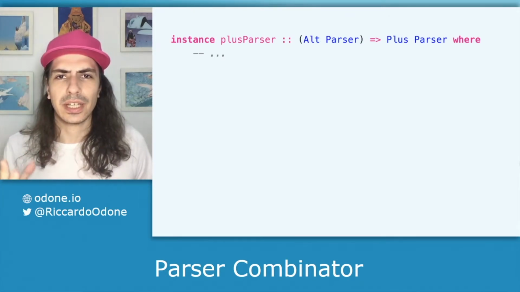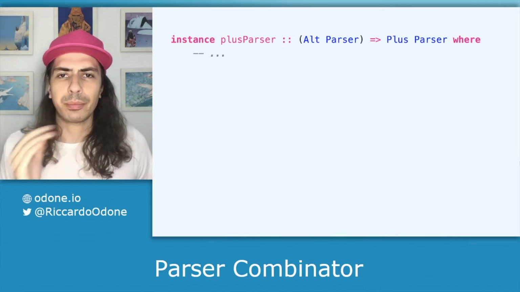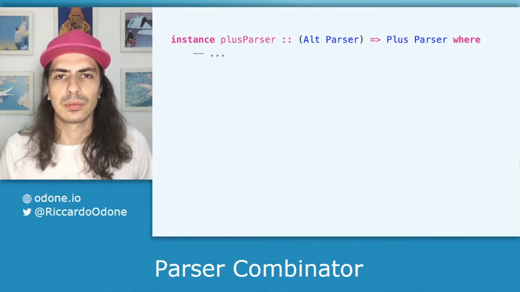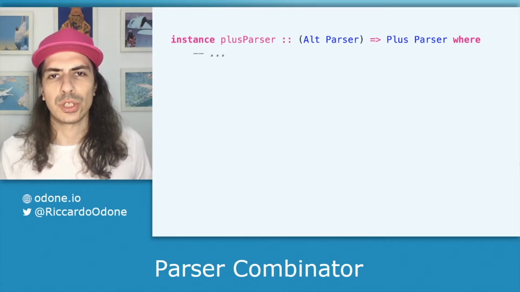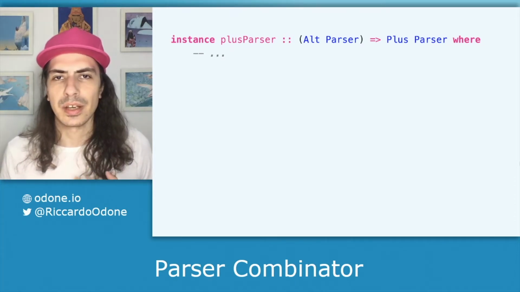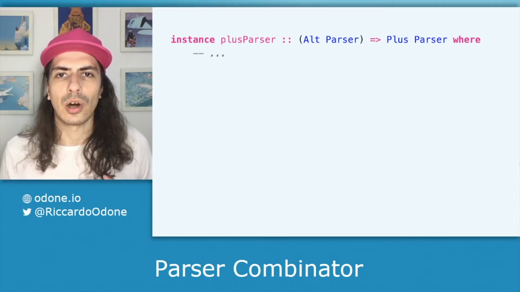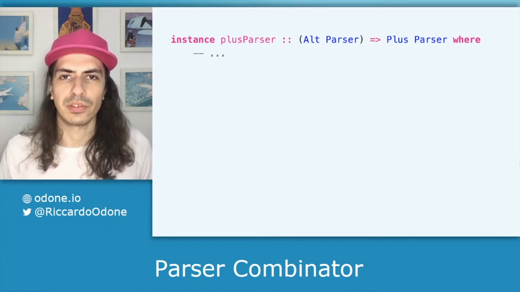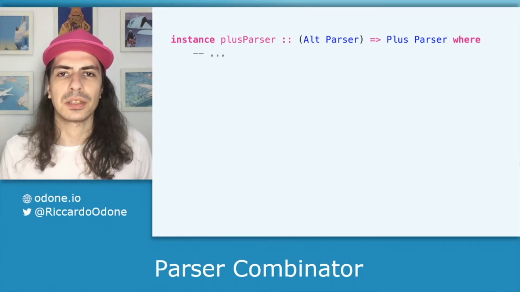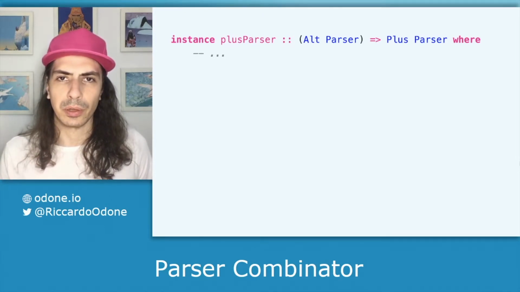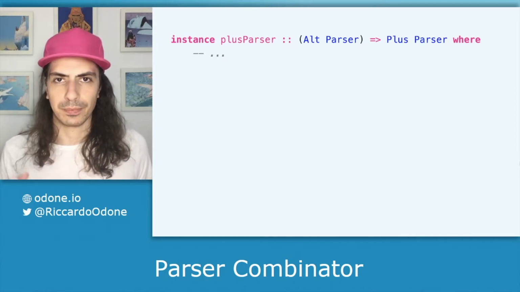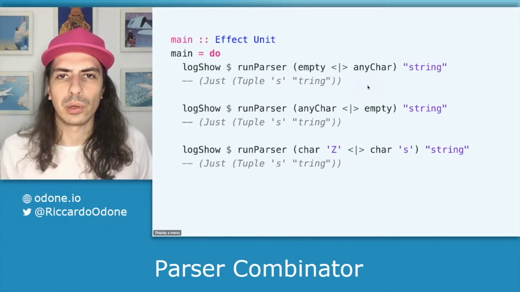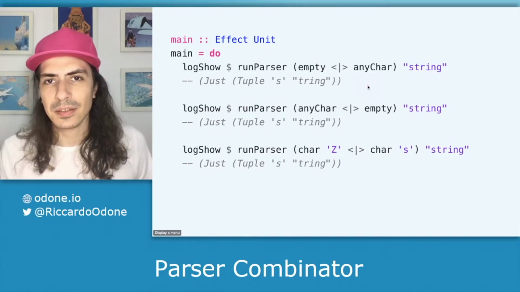And it turns out that the other part of the alternative Haskell type class, which in PureScript is called plus, represents the idea of failure. So we don't really need to have the fail parser as shown in the previous video. We can just implement the plus type class for our parser and then just use empty. And here's an example of both alt and plus.